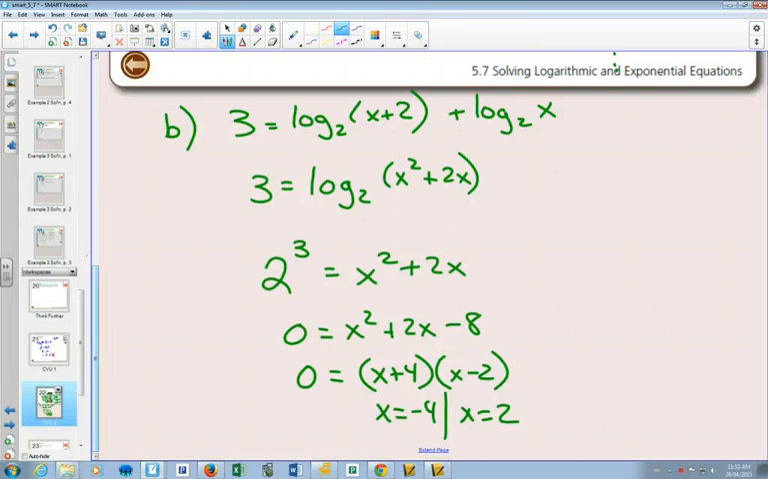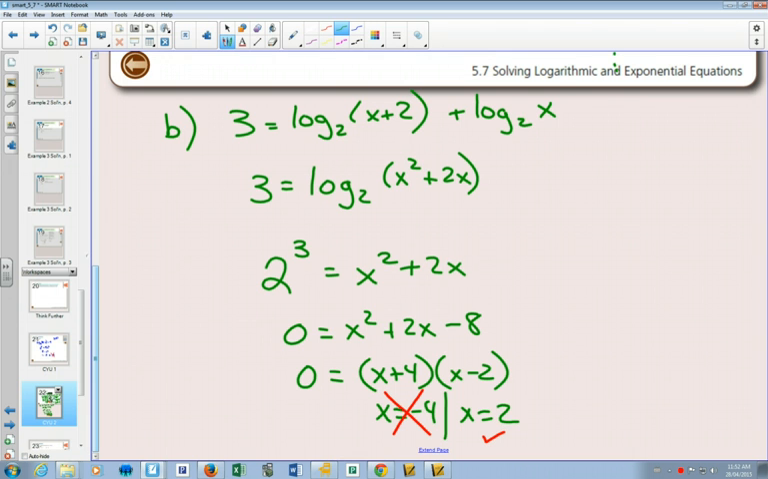Again, I need to go back to my original equation when I'm going to check. If I plug in -4, this one will be extraneous. Plugging in 2 is okay, so this one works. And that is all you need to show for checking. If you wanted to, you could plug it in and actually see that it works. It's not too bad. But this is all you need to show for checking.